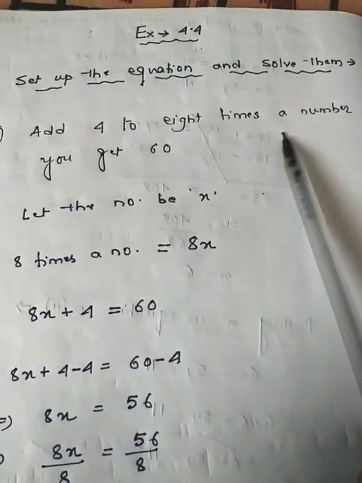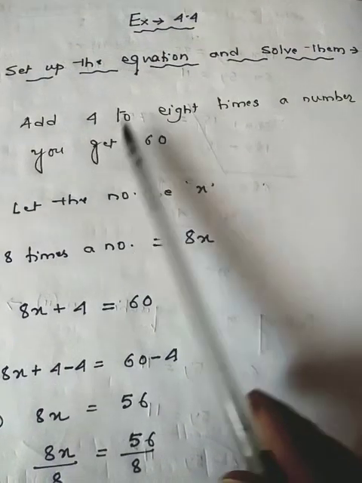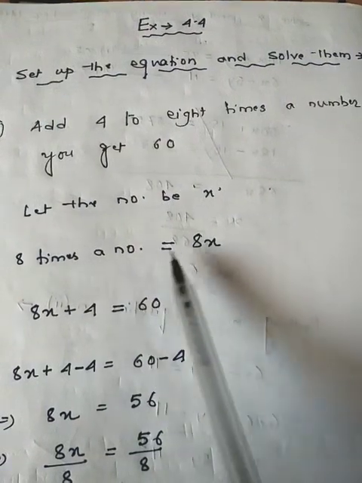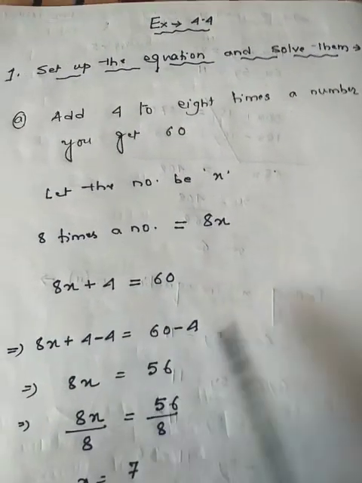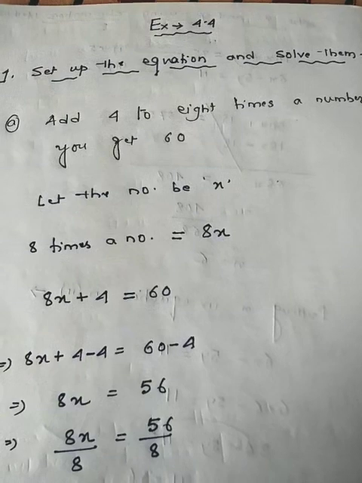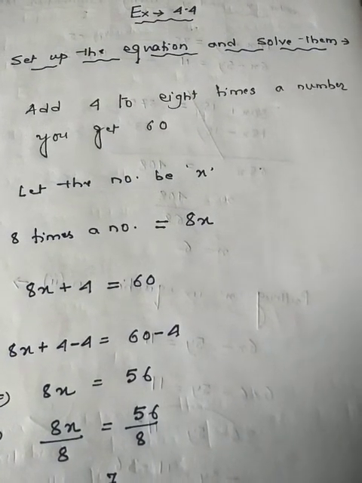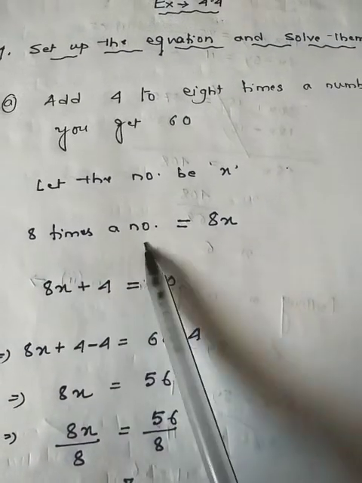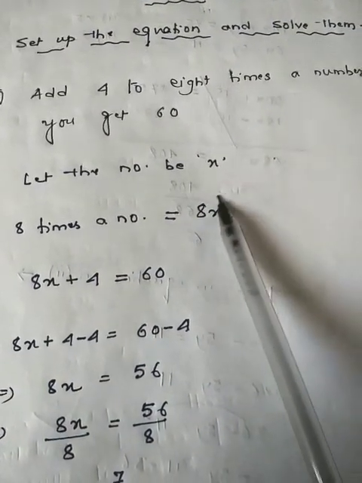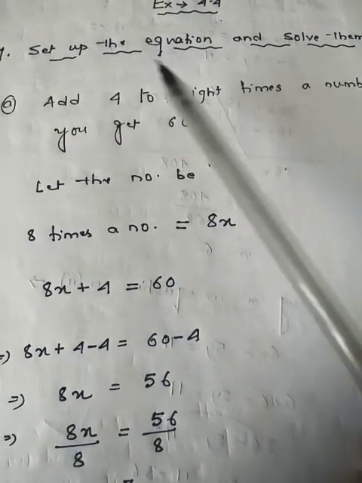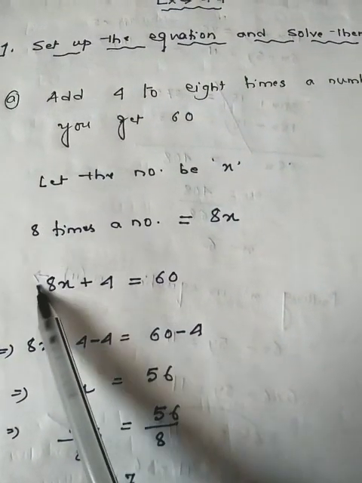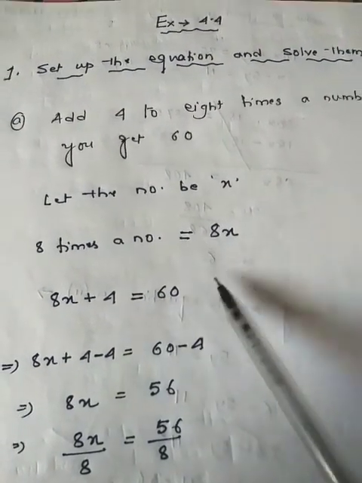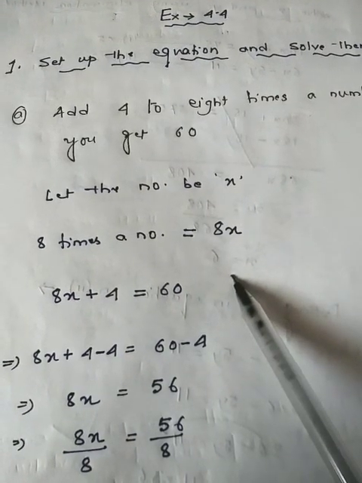Now, according to the question, what will I do? I have to add 4 to 8 times the number. So what is 8 times the number? 8 times the number means 8 into X. 6 times the number means 6 into X. Twice the number means 2X. Thrice the number means 3X. Understood? Now, 8 times the number I have written as 8X. With this 8X I have to add 4, and I will get 60. That is equal to 60. Now, this is the equation.